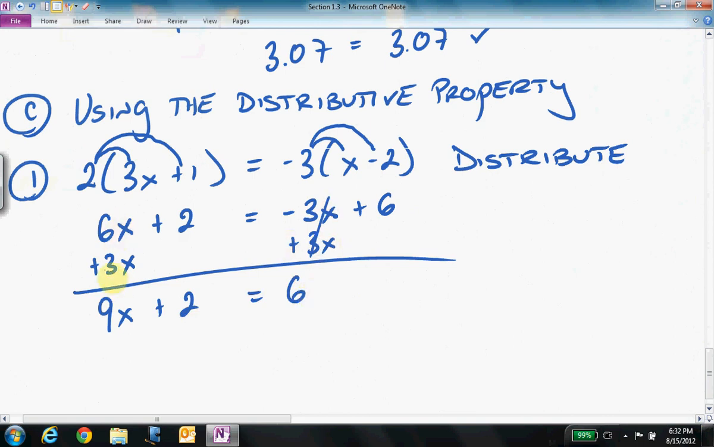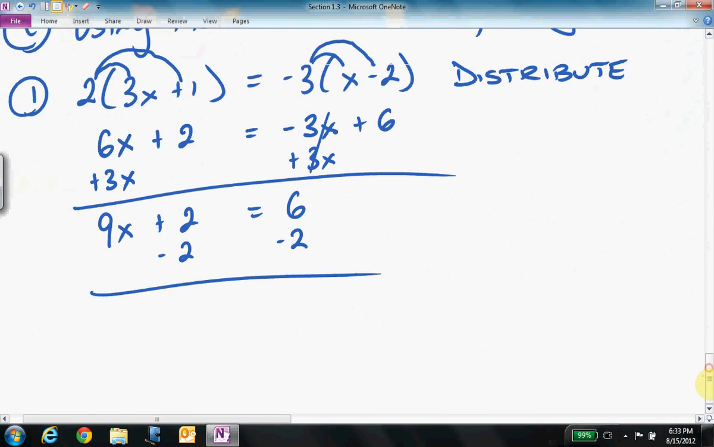So I've combined my terms with the variable. Now I want to combine my constant, so I'm going to bring my negative 2, or my 2 over, so I'm going to subtract 2 from both sides. And I'm subtracting because the opposite of addition is subtraction. 2 minus 2 is 0. So I'm left with 9x on this side. 6 minus 2 is 4.